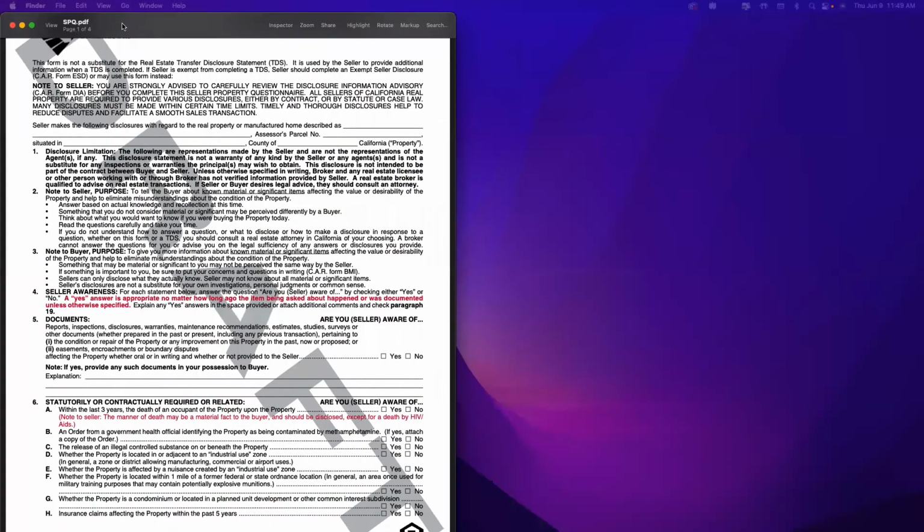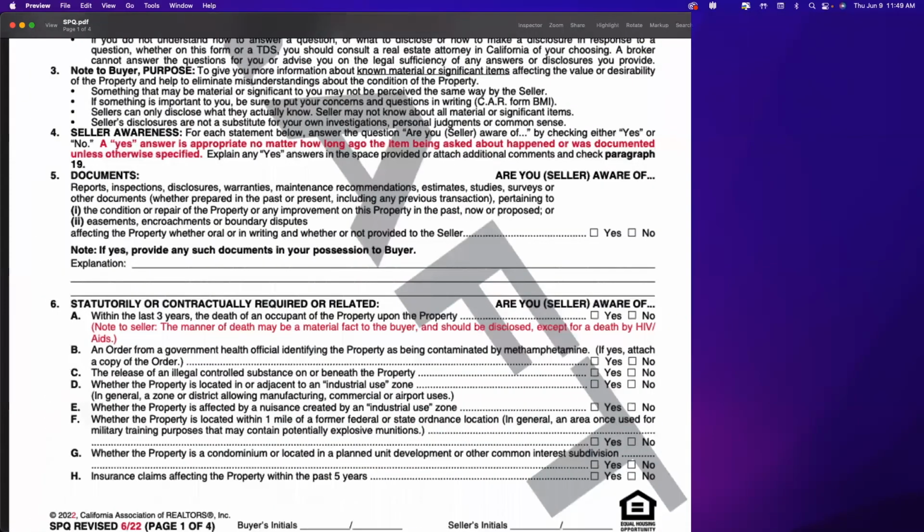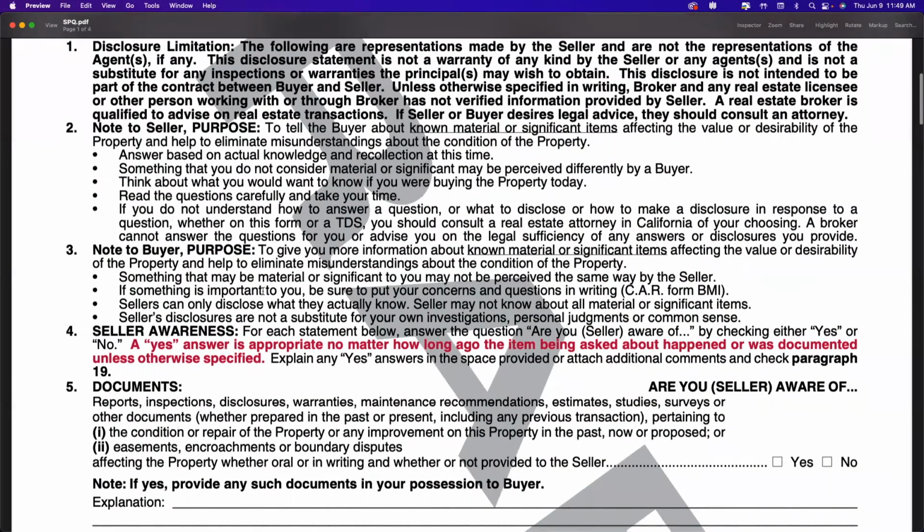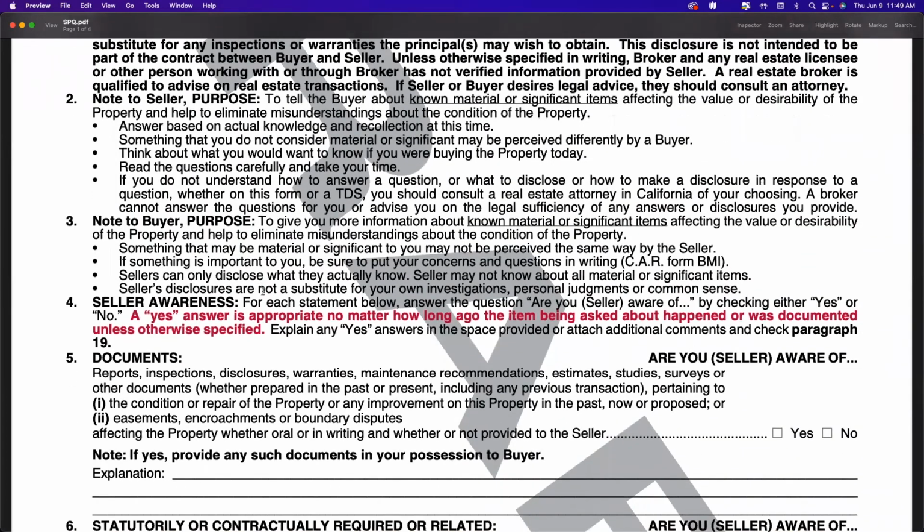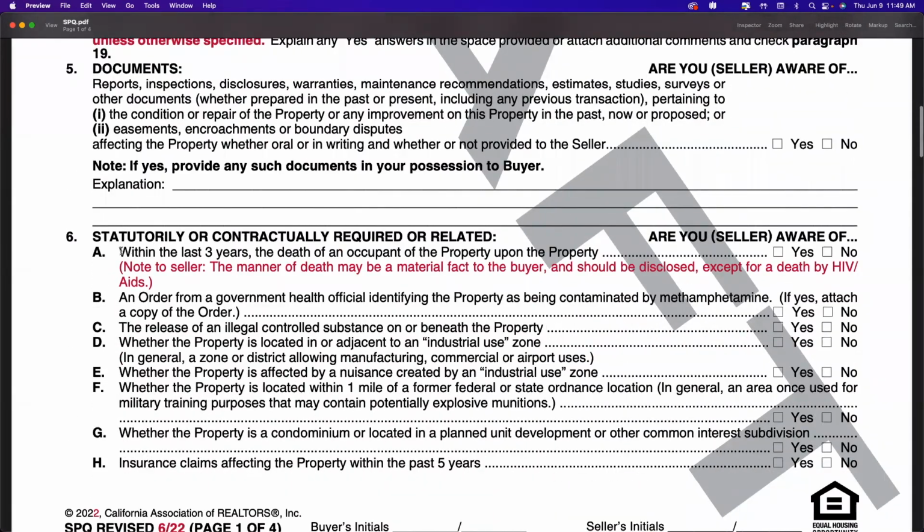What I wanted to show you on the SPQ is just this. We all know that we have to disclose whether or not an occupant died on the property within the last 3 years. Now what they've added, within the last 3 years, the death of an occupant upon the property, yes or no, right? The death of, yes or no.